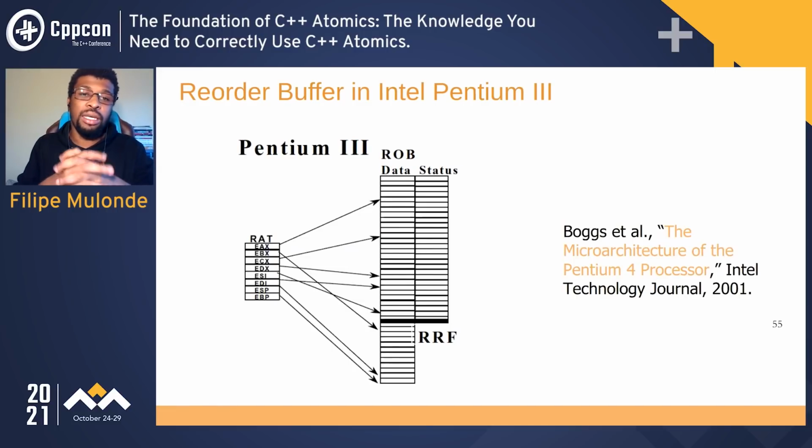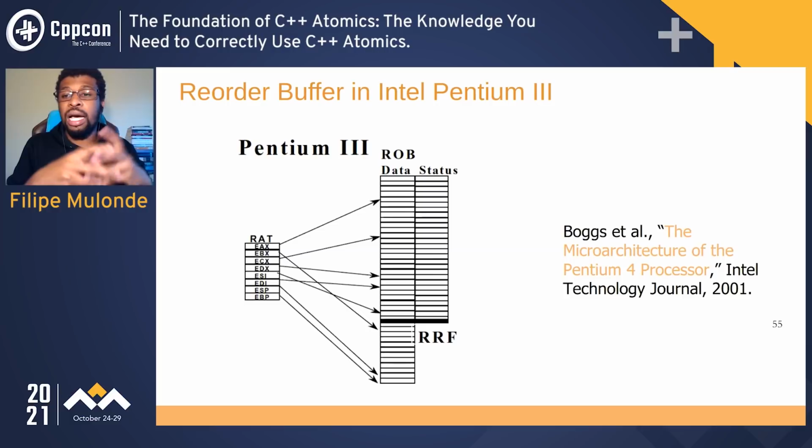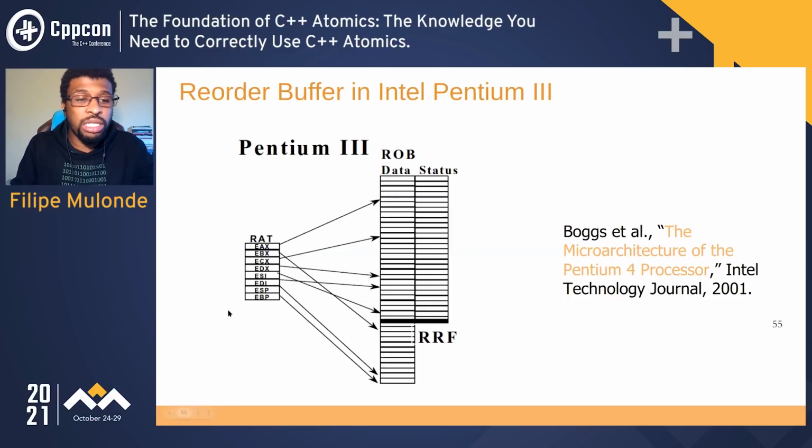Here we can see how the Pentium 3 provides precise exceptions and also eliminates anti and output dependencies by performing register renaming. Here we have the register alias table. That's a structure that holds all the architecture registers. This register alias table with the reorder buffer is used to perform register renaming. And to provide precise exceptions, they make the register alias table point to another structure that is called the real register file.